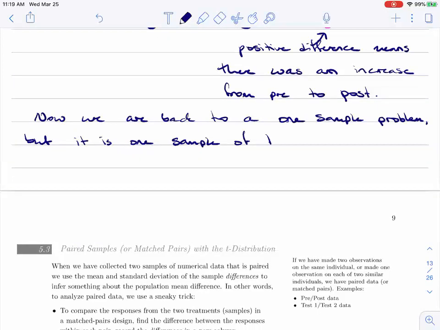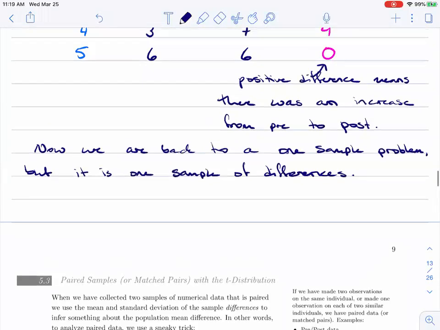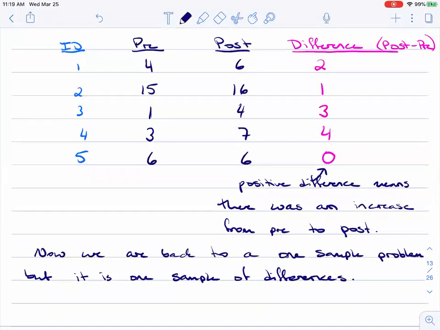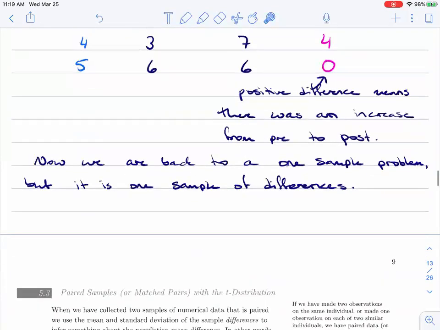One sample of differences. Okay. And so that's going to be the key to what we're doing here, right? Instead of comparing the mean of these differences to some number, that number is always going to be 0, right? Because we want to assume that there's no change from pre to post, meaning that the difference would be 0, right? And so that's going to be the key to what we're doing here.